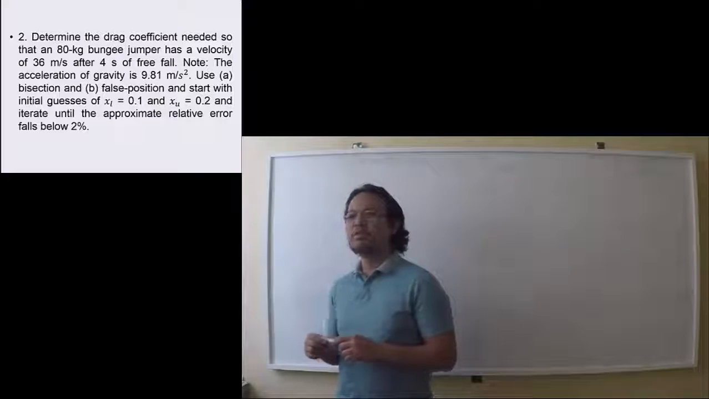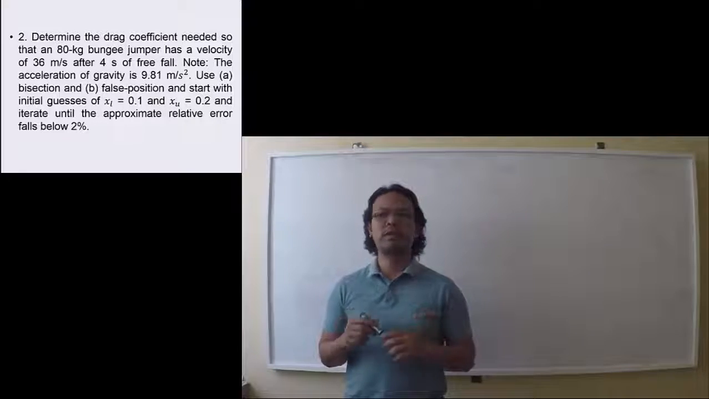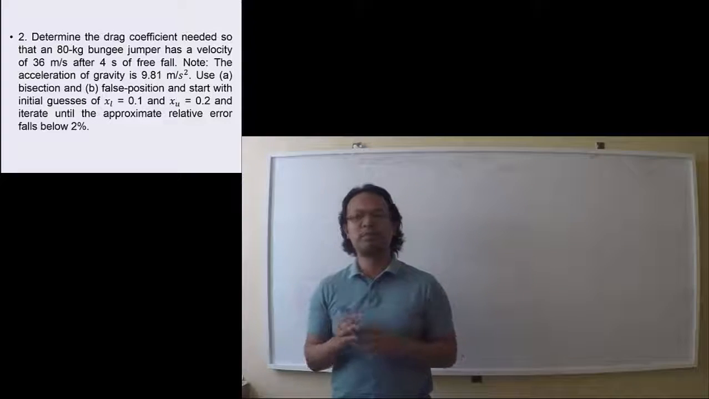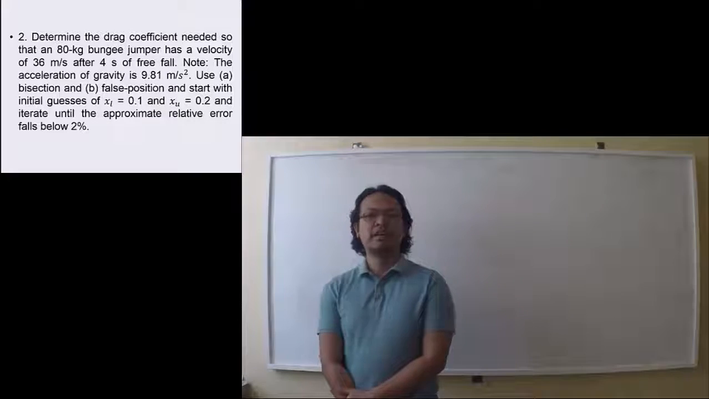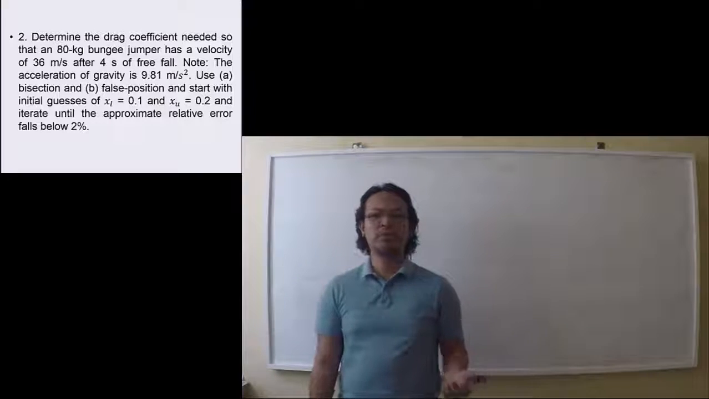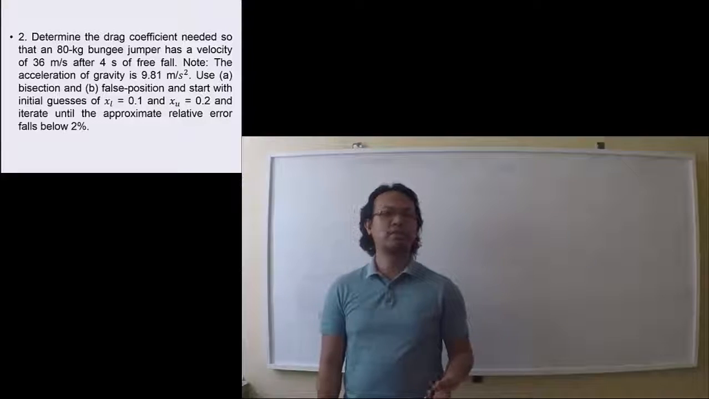Determine the drag coefficient needed so that an 80 kilogram bungee jumper has a velocity of 36 meters per second after 4 seconds of free fall. Note that the acceleration of gravity is 9.81 meters per second squared. And we will use bisection again and false position and start with initial guesses of XL equal to 0.1 and XU equal to 0.2 and iterate until the approximate relative error falls below 2%.